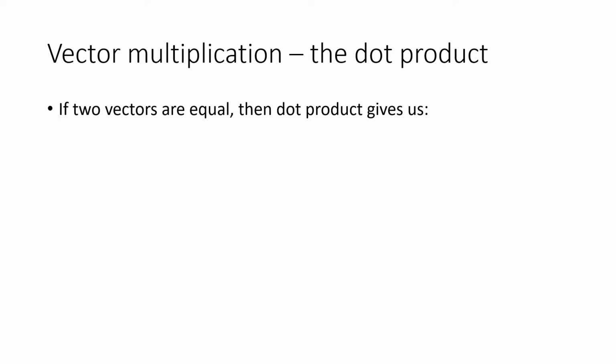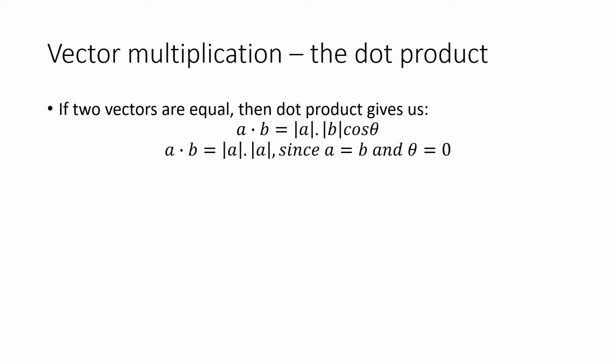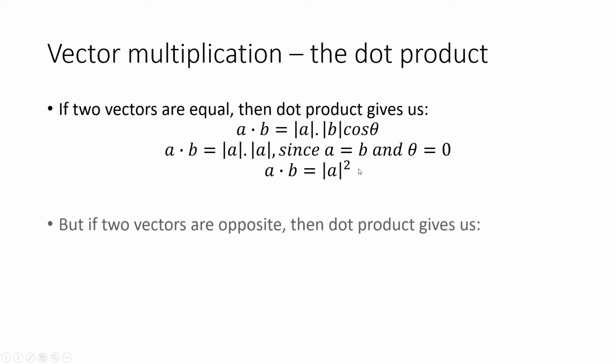So if two vectors are equal, the dot product gives us A dot B is A magnitude times B magnitude times cos theta. And because A is B, they're equal, then B magnitude is the same as A magnitude. And cosine of theta, because theta is 0, will give us 1. So that just disappears. So A dot B is basically magnitude of A squared.